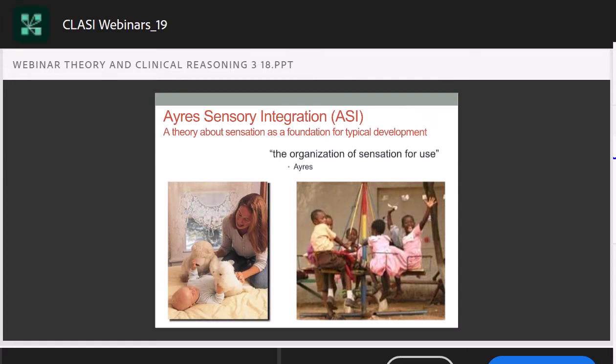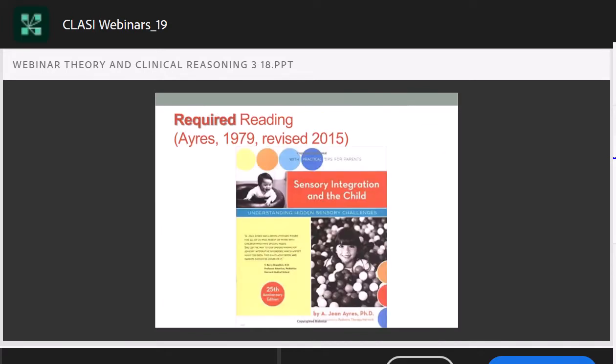One of the essential features of Ayres sensory integration theory is that sensation is a foundation for typical development. Dr. Ayres defined sensory integration as the organization of sensation for use. Now that's a very simple kind of idea that we find is universally accepted.